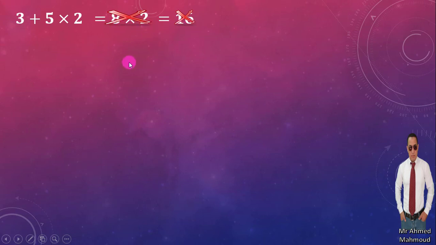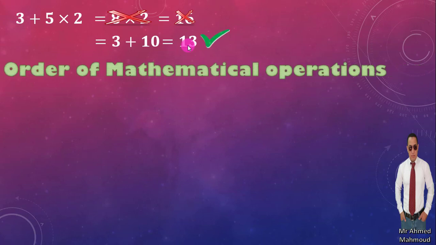The correct answer is starting with the multiplication operation first, then the plus operation, like this. 5 times 2 equals 10, and 3 plus 10 equals 13, and this is the answer that comes in the calculator. So the idea of the lesson is how we can follow the operations, or how we can use the steps in this mathematical operation. The order of mathematical operations has 4 steps.